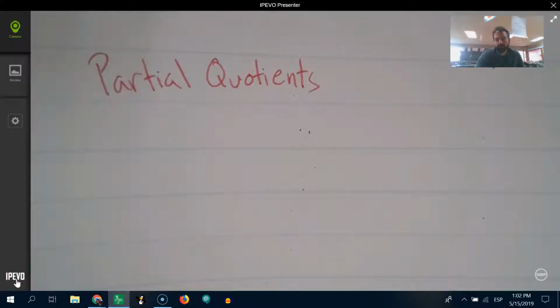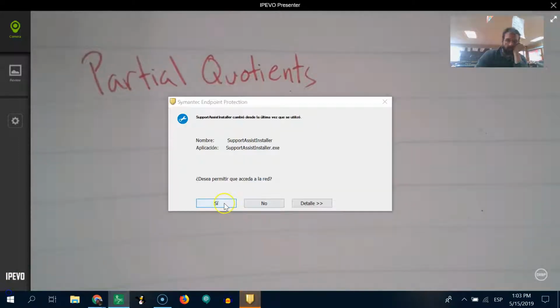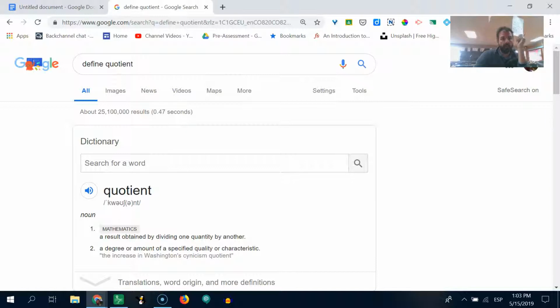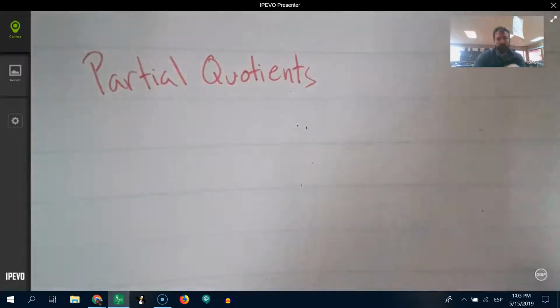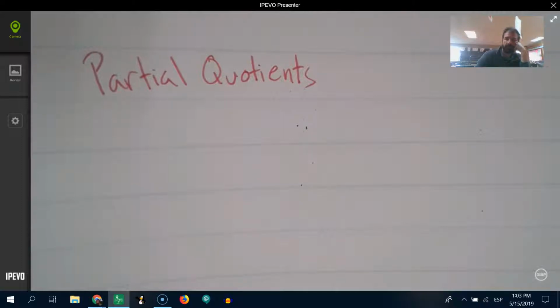So this strategy, or this problem string, is called partial quotients. If we know the vocabulary of our division, we know that the quotient is our answer. And so what we're going to be doing is splitting apart our dividend to give us partial quotients that we then add together to make our lives easier.